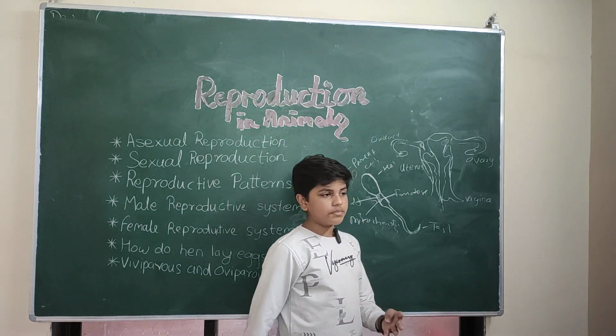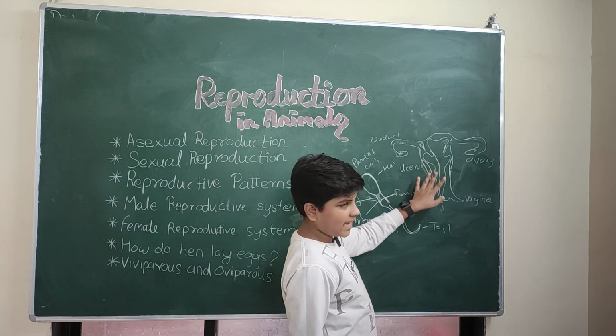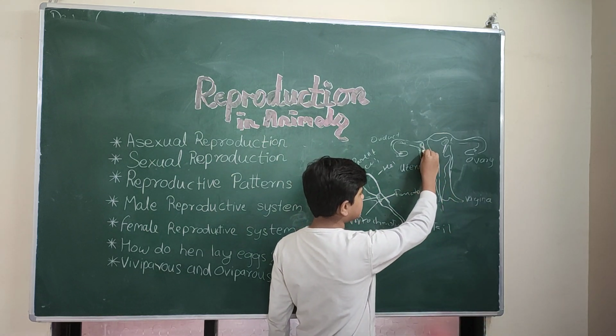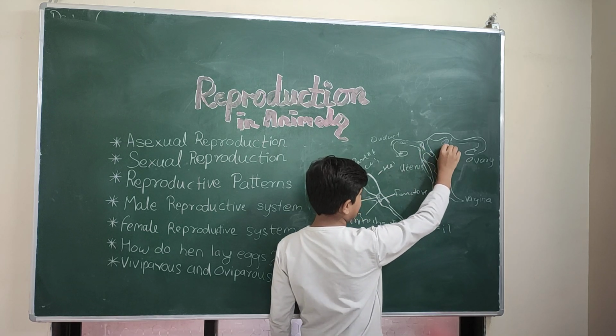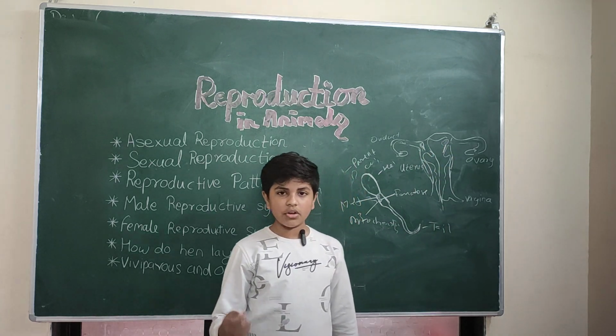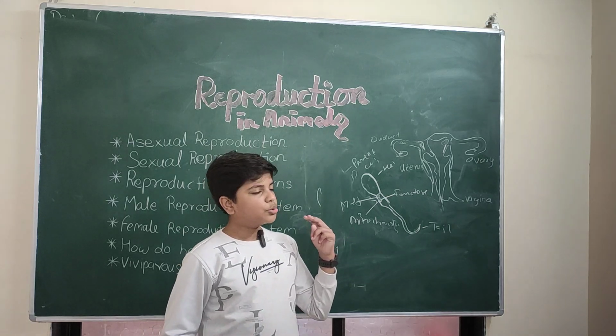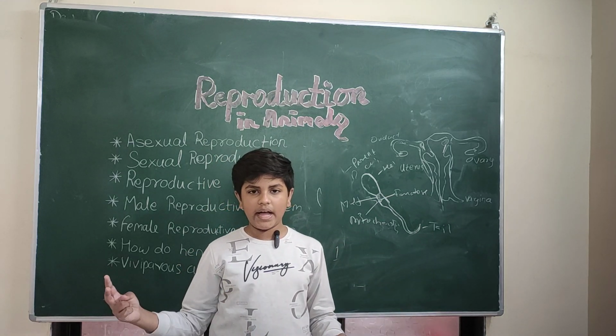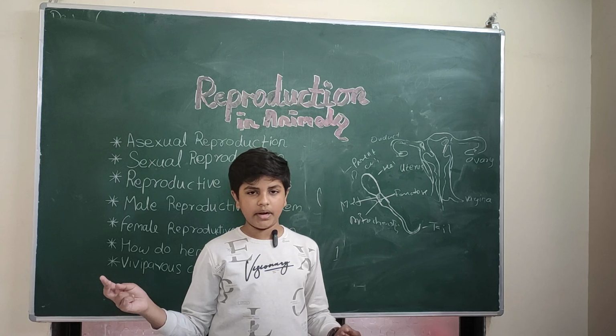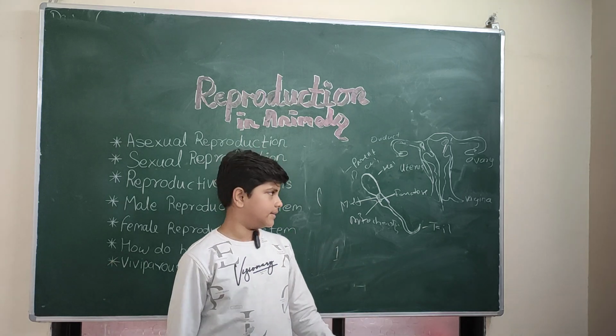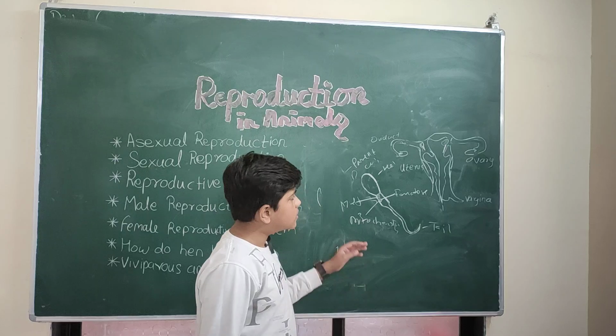And if four sperms enter through the vagina, and two sperms enter this egg and two sperms enter this egg, there will be quadruplets, but two will be identical and the other two will be identical, but not all four will be identical.